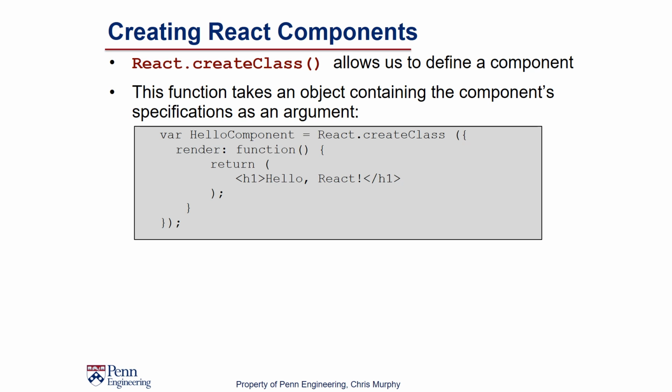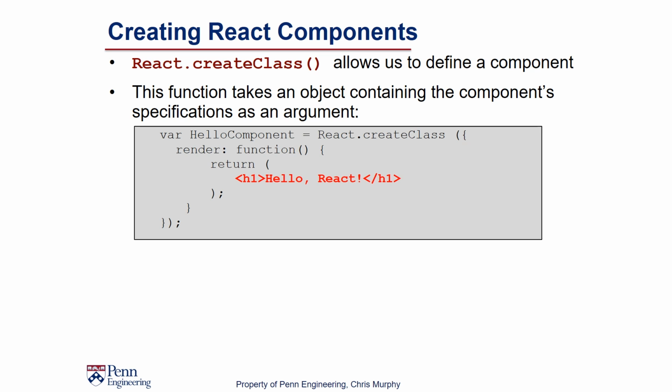Here we see the classical way of creating a React component. We'll use the React.createClass function and pass it an object which contains the component's specification. So we see that we're creating a variable called hello component, which will be an object, and we'll use this React.createClass function to create that object. The argument to createClass is itself an object, and one of the properties of that object is render, which is a function that will be called when it's time to draw or render this component. The render function needs to return the HTML to be rendered, to be drawn.